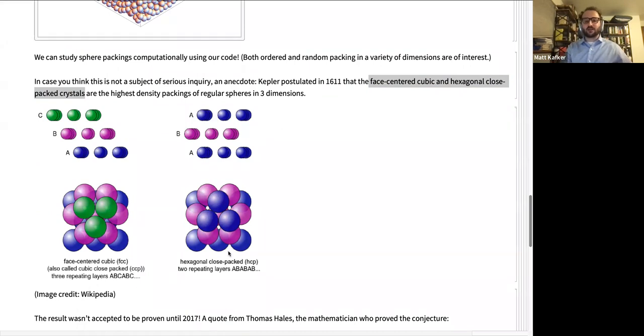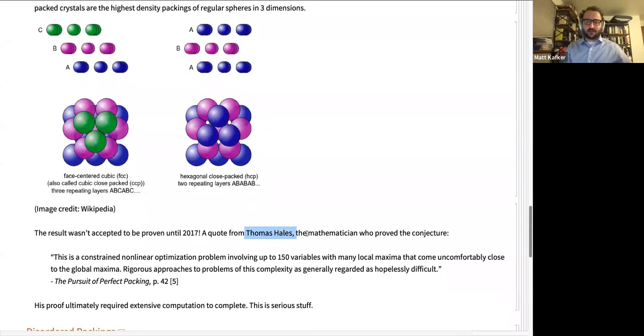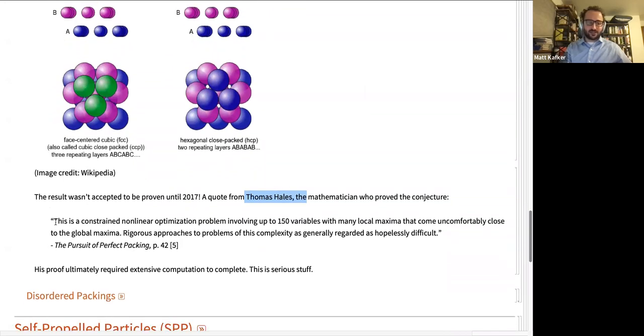Even the regular versions of these packings are very difficult to study in precise detail. And this guy, Thomas Hales, is the mathematician who did it. And he said, this is a constrained nonlinear optimization problem involving up to 150 variables with many local maxima that come uncomfortably close to the global maxima. Rigorous approaches to problems of this complexity are generally regarded as hopelessly difficult. That's from a book called The Pursuit of Perfect Packing, which I recommend. It's very short and very cool. And I got it from Stephen Wolfram's Wolfram Data Repository copy of his personal library or something.